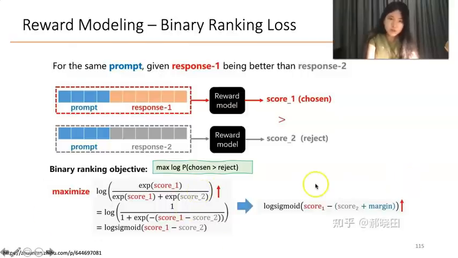Now let's think about it more closely. If we add this margin to score 2, to achieve the same goal of maximizing this log probability, we need an even higher score 1, right? So in other words, by adding this margin, it will encourage more diverse score 1 and score 2, or essentially more diverse response 1 and response 2. That is to encourage significantly different response 1 and response 2, right?